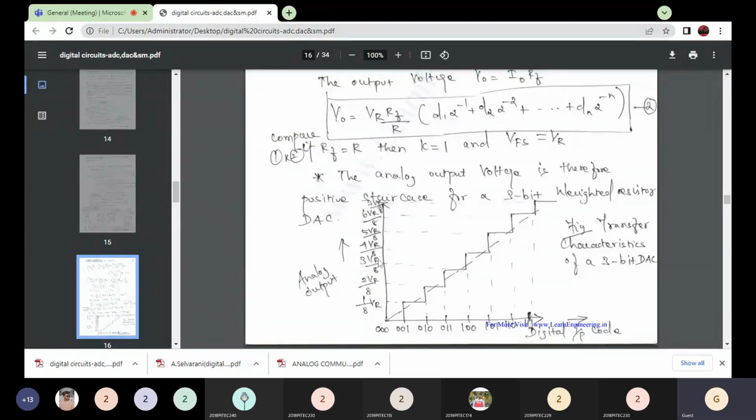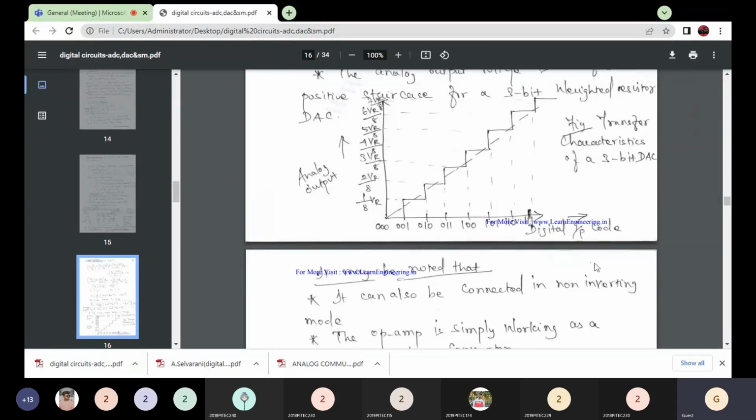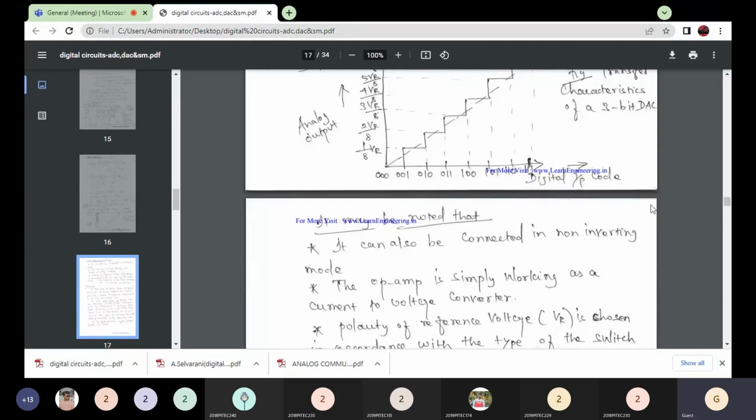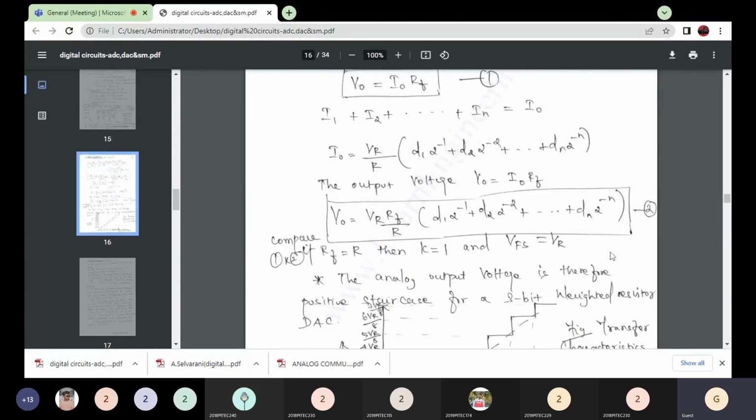So what is the binary equivalent analog voltage? The analog voltages range from 0 to 7 VR by 8, right? So it is 1 by 8 VR, 2 by 8 VR, 3 VR by 8, 4 VR by 8, up to 7 VR by 8. Then the next one is 8 VR by 8, which is the reference voltage VR. So the transfer characteristic of the 3-bit digital to analog converter is like a staircase.